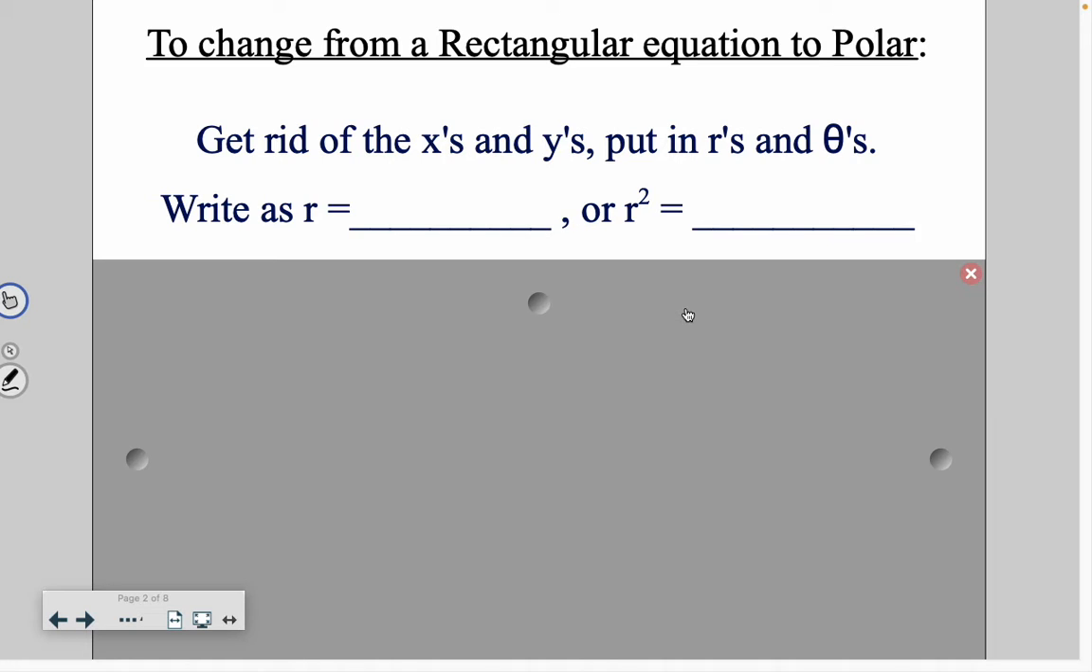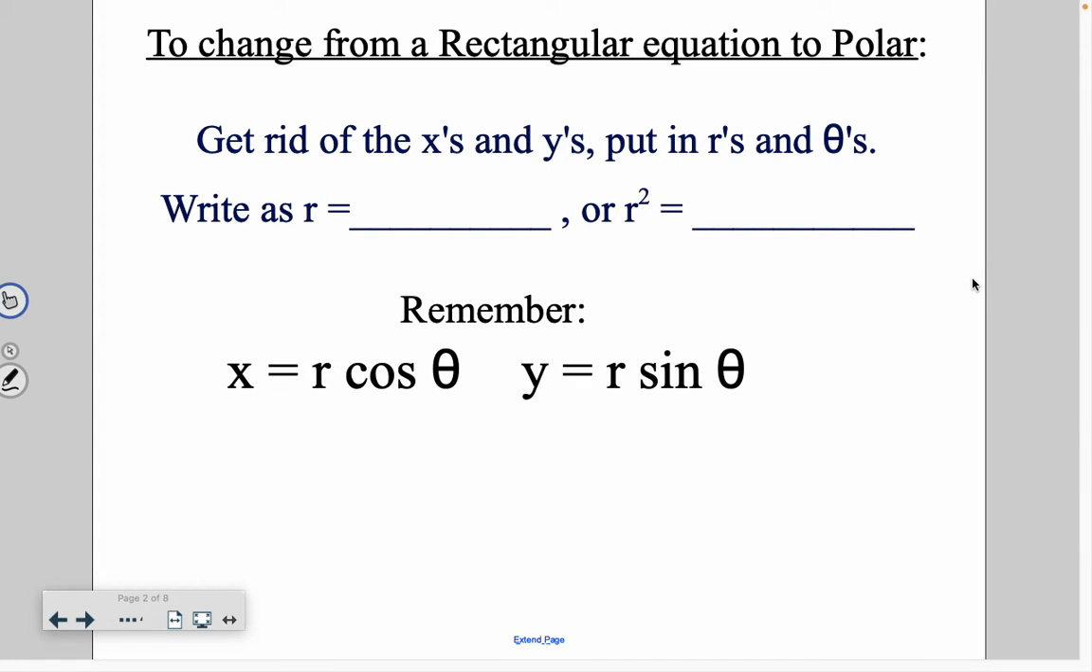Take the x's out, take the y's out, and like I said, we're going to end up substituting in so that we have r's and thetas instead. And ultimately, the number one thing you're going to do in order to do that, remember, we're going to use those two equations. That x is really just r cosine theta, and y is really r sine theta.